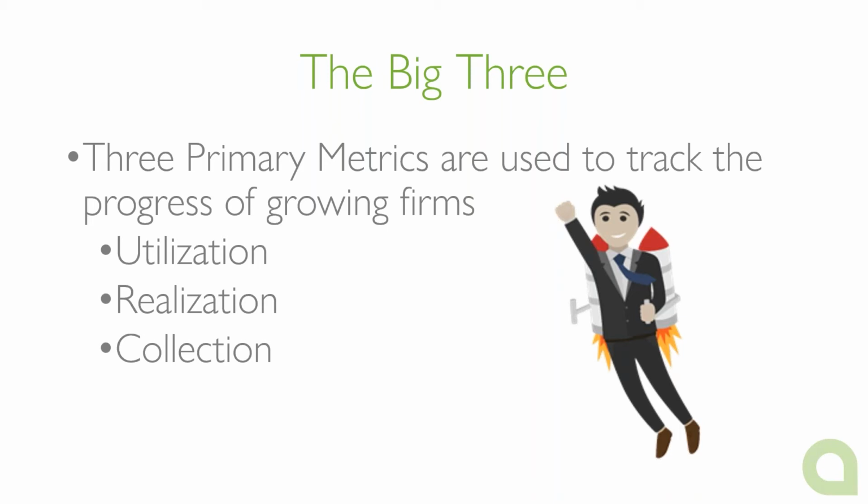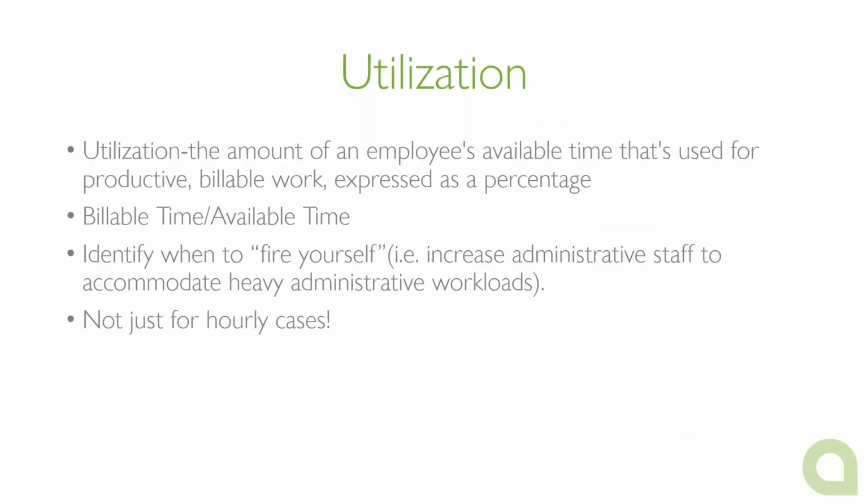So let's talk about what these metrics are. Utilization. Utilization is the amount of an employee's available time that's used for productive billable work expressed as a percentage. So that's basically going to be billable time divided by available time.